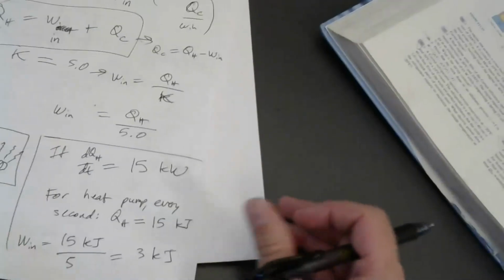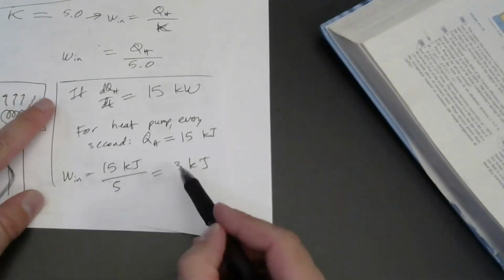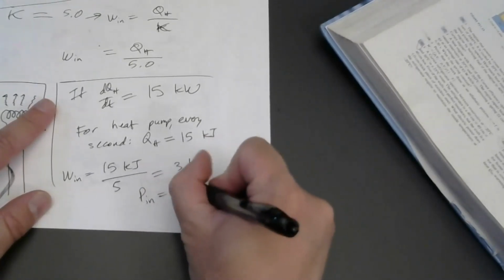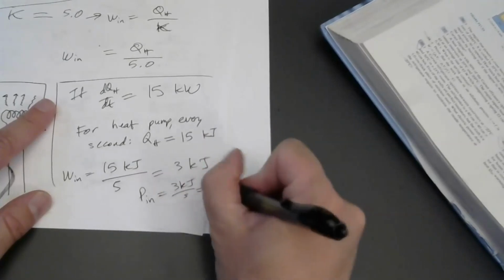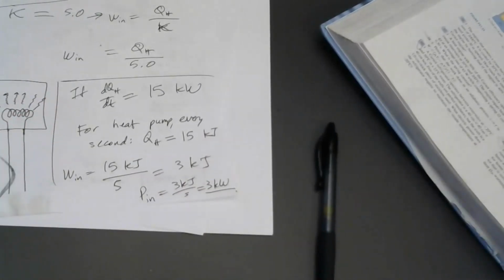We already found that the input work per second is 3 kilojoules, so the input power would only have to be 3 kilojoules per second. In other words, 3 kilowatts. So if you have a heat pump, you only have to draw 3 kilowatts of power during the winter to deliver heat to your home at a rate of 15 kilowatts. That's assuming your heat pump has a coefficient of performance of 5, defined as we defined it.